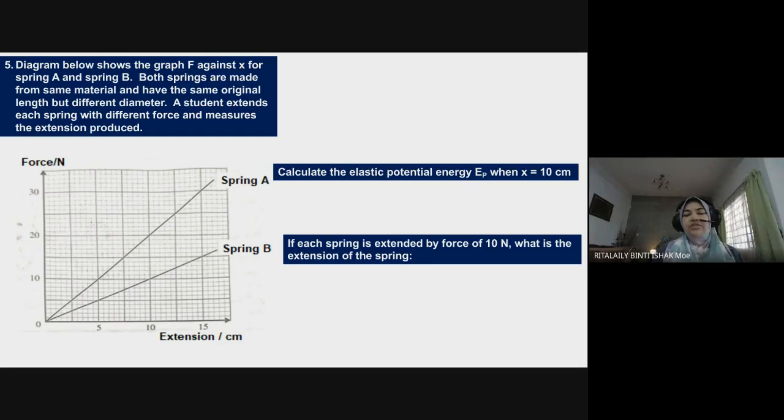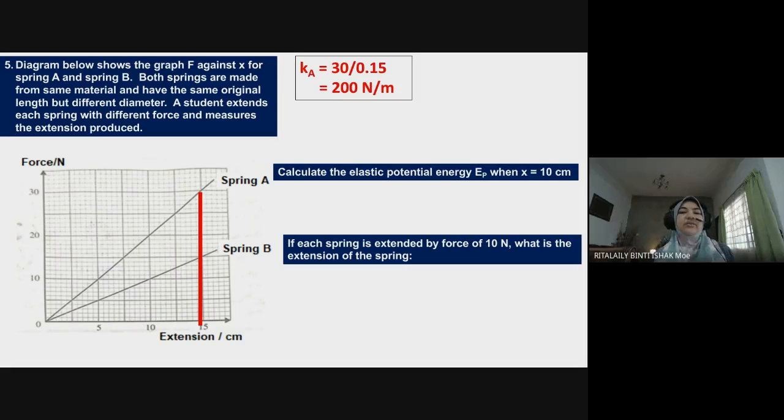So the spring constant for spring A is the gradient of the graph. So you divide 30 by 0.15 meter. So 200 Newton per meter. Okay, if you don't want to convert to meter, also can. So the unit will be Newton per cm. Okay, so what about spring B?